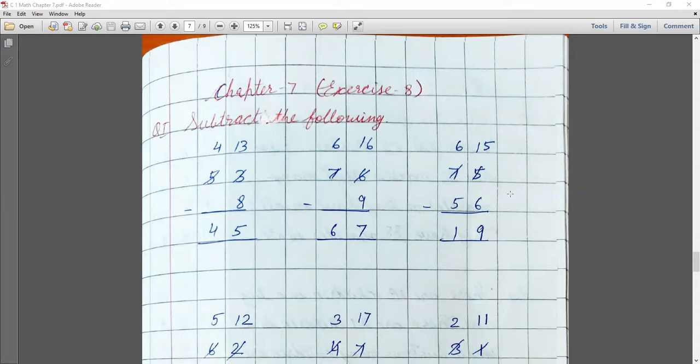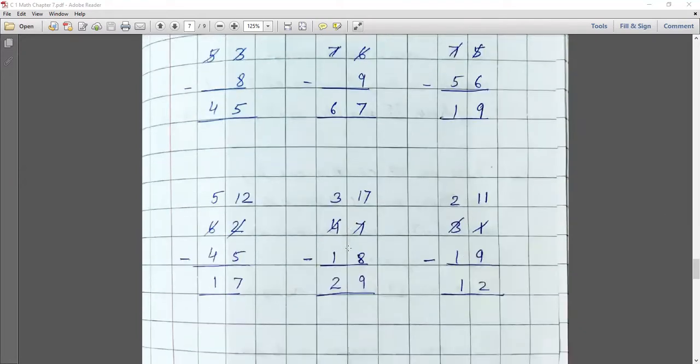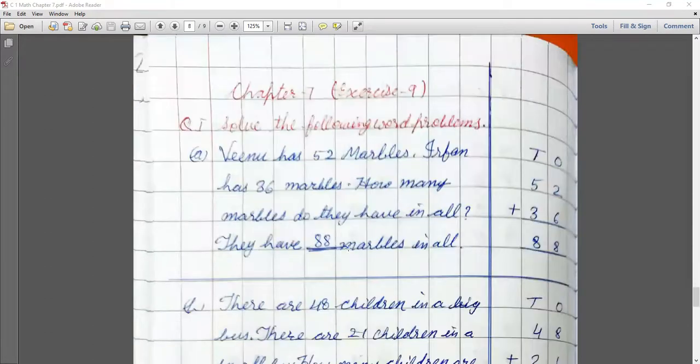Now next question is 5 and 6. Again we carry 1 digit from 7. It's 15. 15 minus 6 is equal to 9. And what comes before 7? 6. So 6 minus 5 is equal to 1. Okay, now next is, yes, you do this sum like this. Okay, moving to the next exercise.